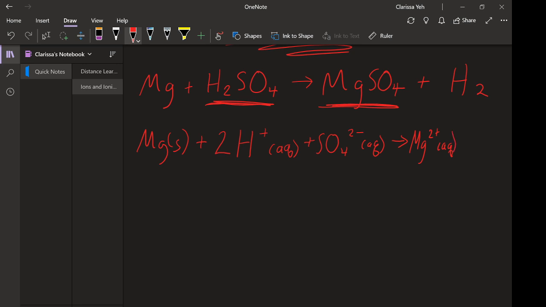And then the second half of that compound is an SO4. That's going to be an SO4 2 minus. And then hydrogen is at the end as a gas.